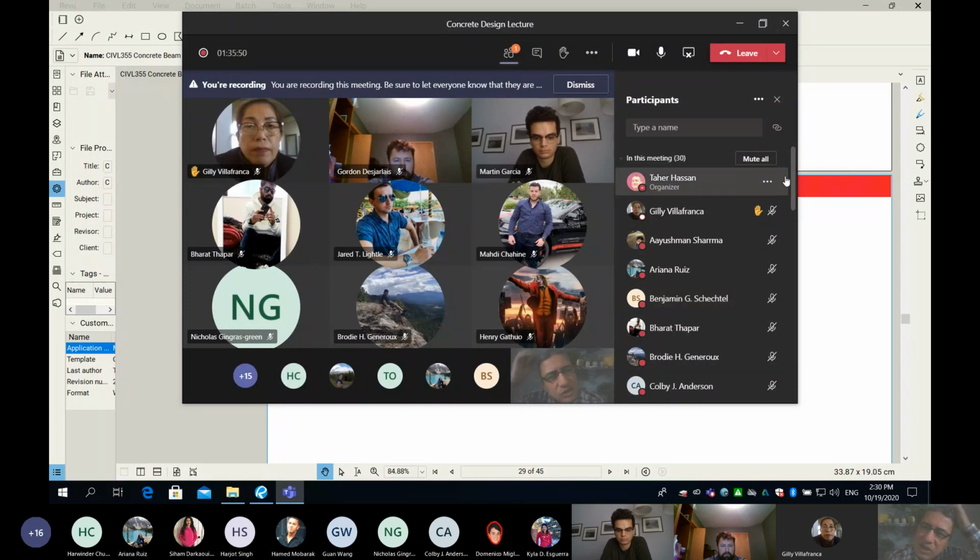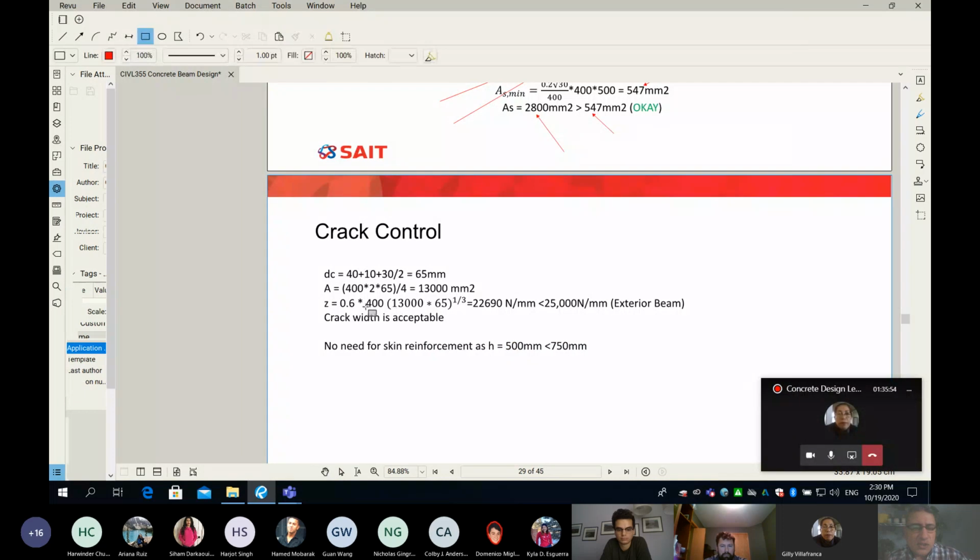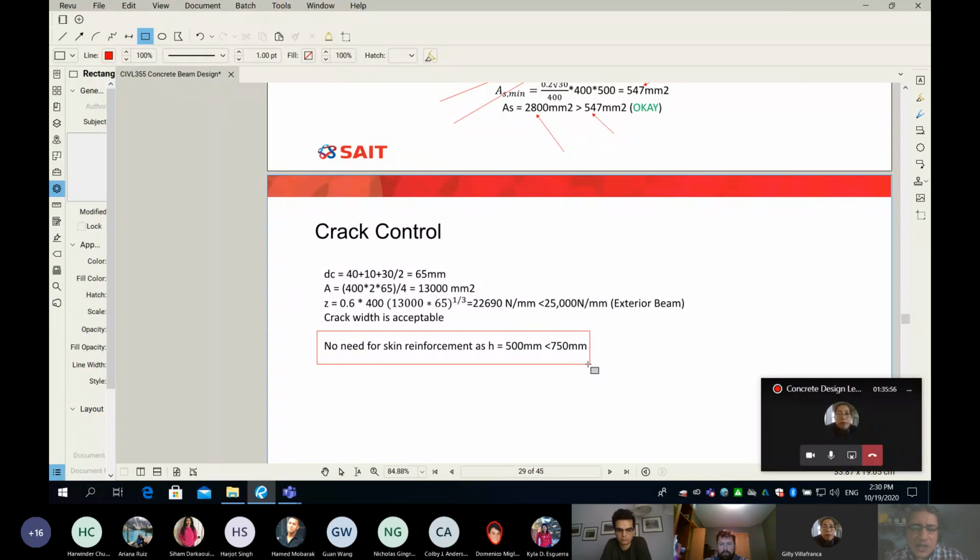And you guys remember what was the depth? It was 500, which means, look at this box here. Since my beam is 500, it means less than 750. It means no need for skin reinforcement.